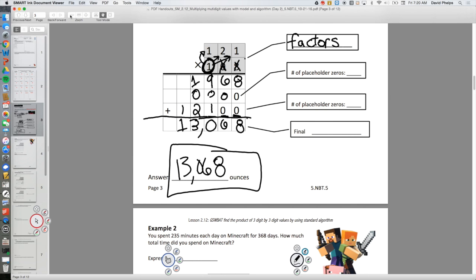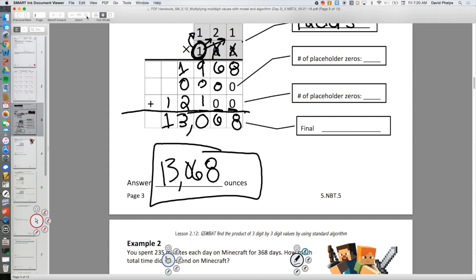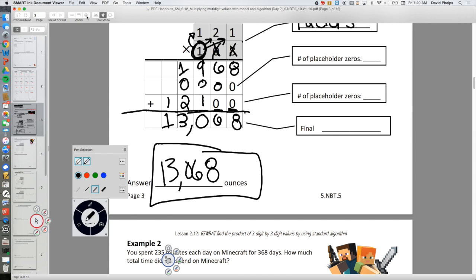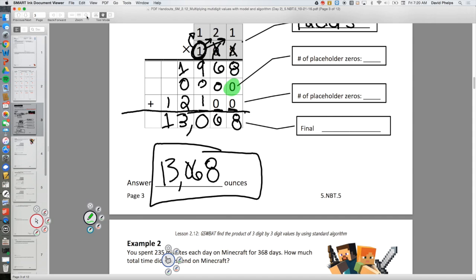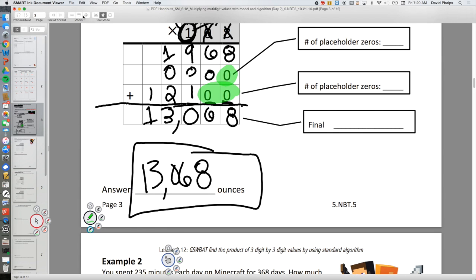The key thing to remember here are these place value zeros. I'm going to highlight them again just so you know: this 0 and these 2 zeros. You must remember to put those, or your numbers will not accurately represent your answer.